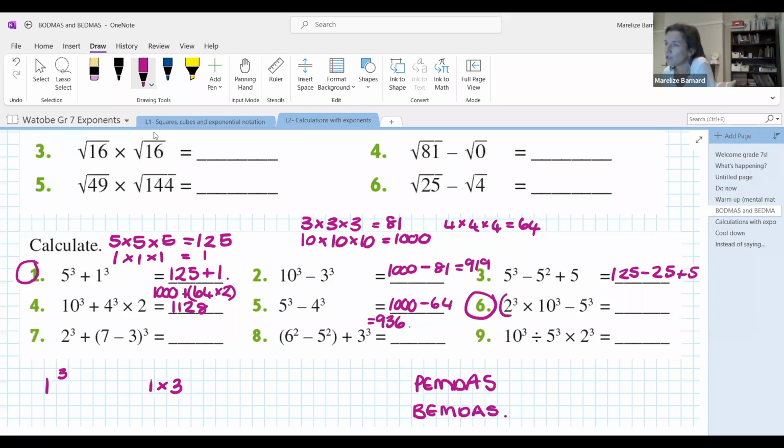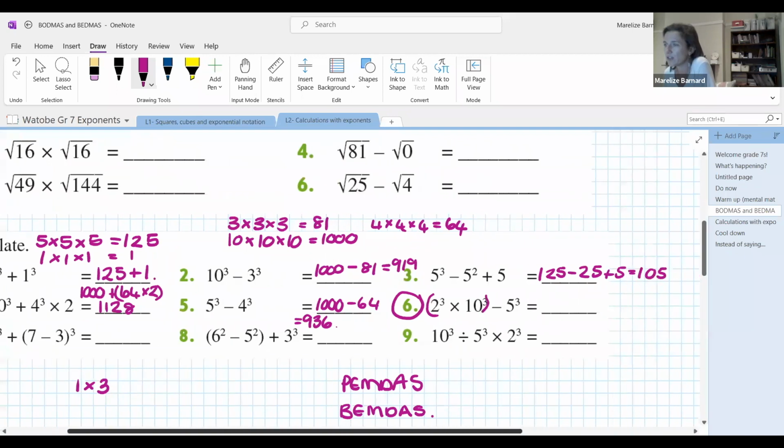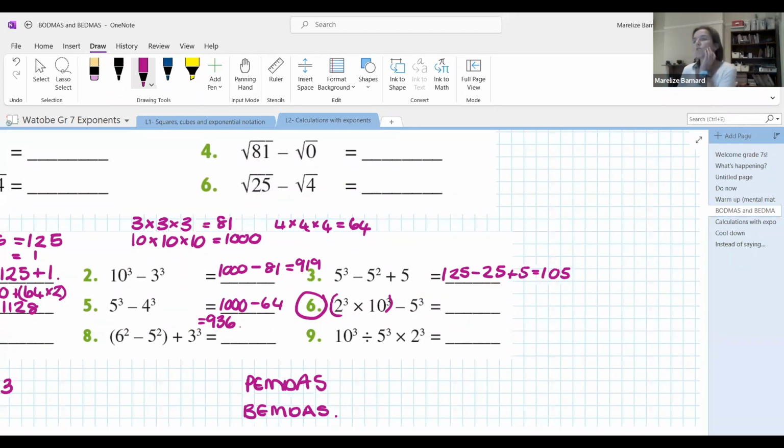Okay, so here we have to do, in question 6, we have to do the multiplication first and then subtract. So 2 to the power of 3 is 8 times 10 to the power of 3 is 1,000. And then we subtract 125 from that because 5 to the power of 3 is 125. So that's 8,000 minus 125 is going to be 7,875. Okay. Right, guys. So that's all for today.